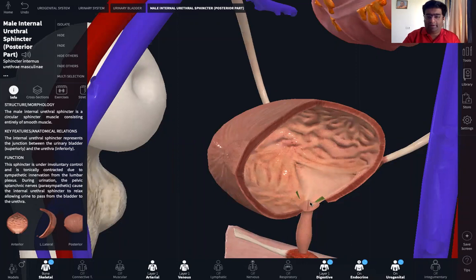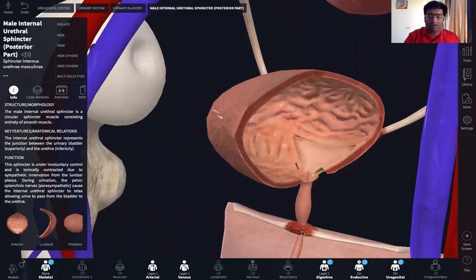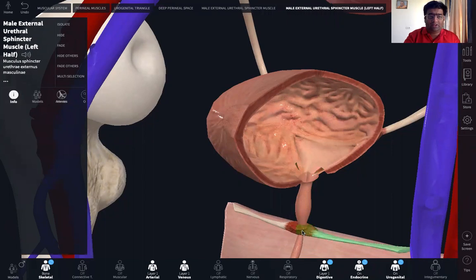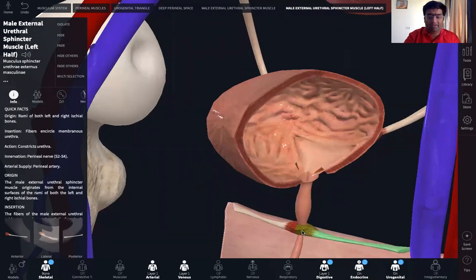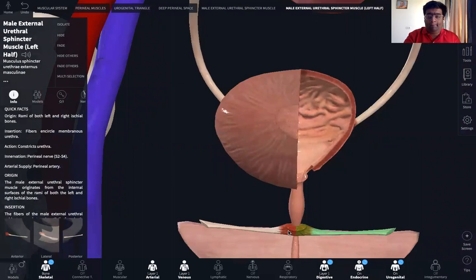Just at the junction of the trigone and the urethra, you see these two small green colored structures that have been highlighted. They are the male internal urethral sphincters. These internal urethral sphincters are basically involuntary in nature. That is, they are not under the control of our will. But there is another set of sphincter that is called the external urethral sphincter, which is definitely under the control of our will. But these external sphincters used to be involuntary up to the age of 2 years.